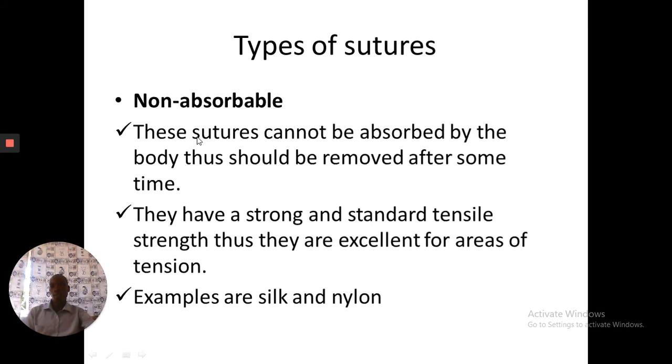The other type is non-absorbable, and these sutures cannot be absorbed by the body. So when you use them, you've got to come back and remove them. They have a strong and standard tensile strength, thus they are excellent for use in areas of tension. So their tensile strength doesn't change with time. When you put them there, the tensile strength is the same today, the same tomorrow, the day after, until you remove them. Examples are silk and nylon.